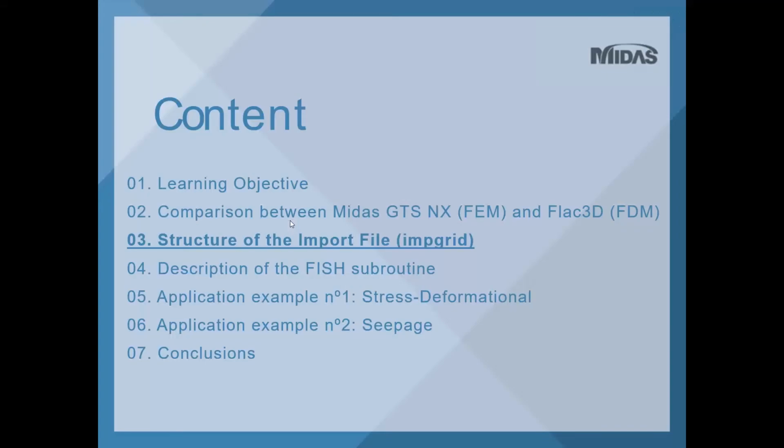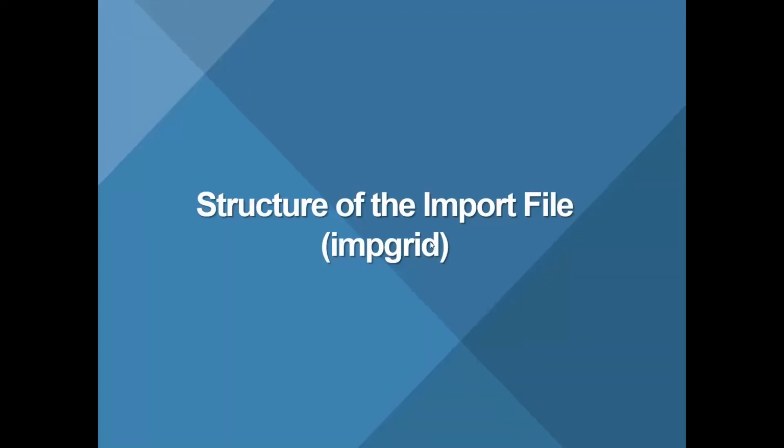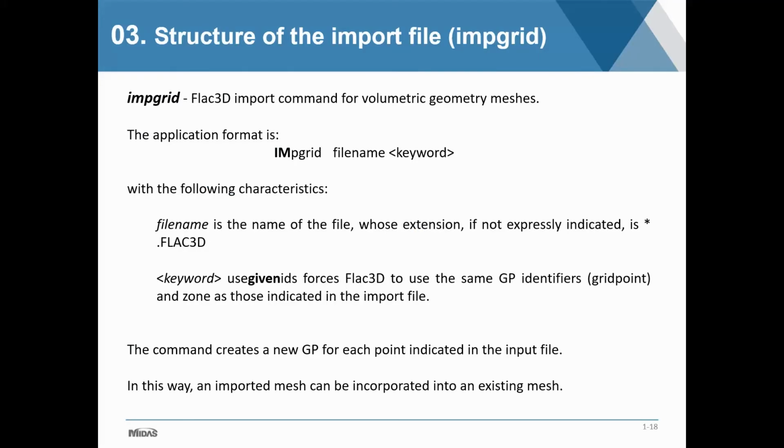Okay, so now that we've covered the comparison between the two, similarities and differences, we can jump into the structure of the file being imported or read by FLAC with the information of the mesh generated in Midas, and that is called the impgrid. So the structure for the import commands is as follows. Impgrid is a specific command by FLAC to import generated volumetric meshes.